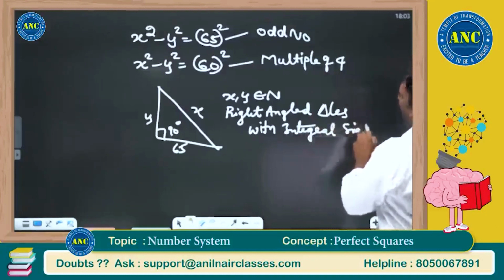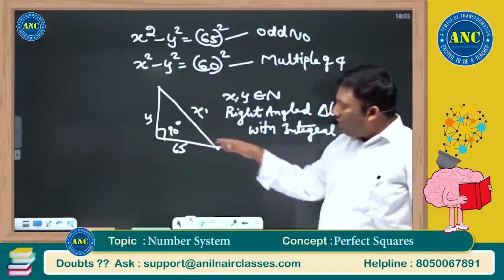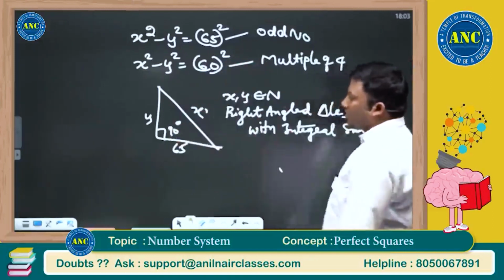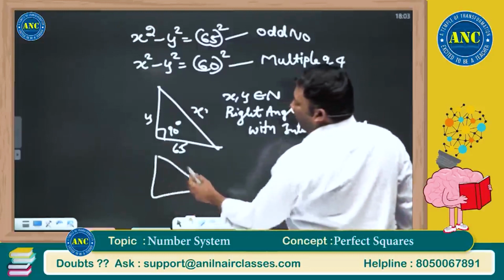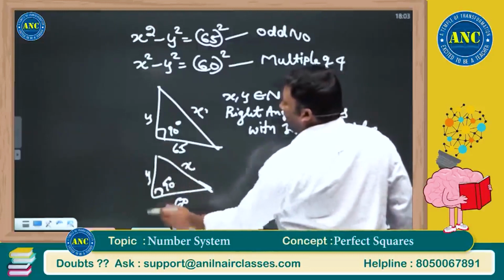This can also be a geometric equation because Pythagoras theorem is hypotenuse whole square equivalent to base square plus height square. Please make a note of it, sir. X, y, and 60. How many right-angled triangles exist?